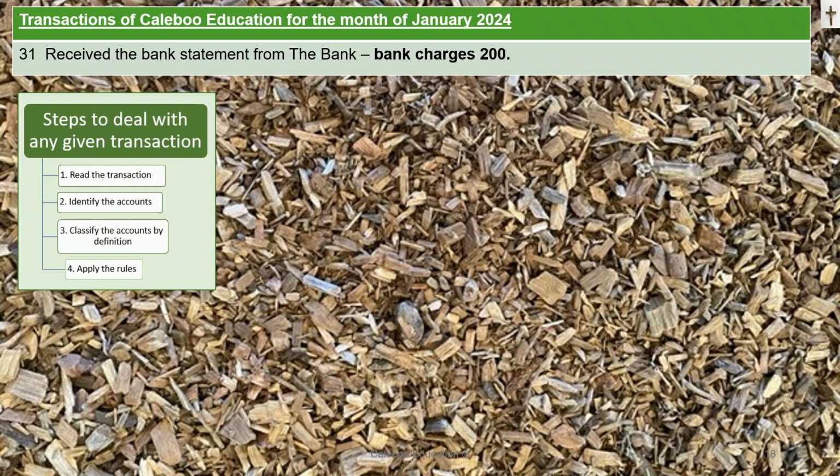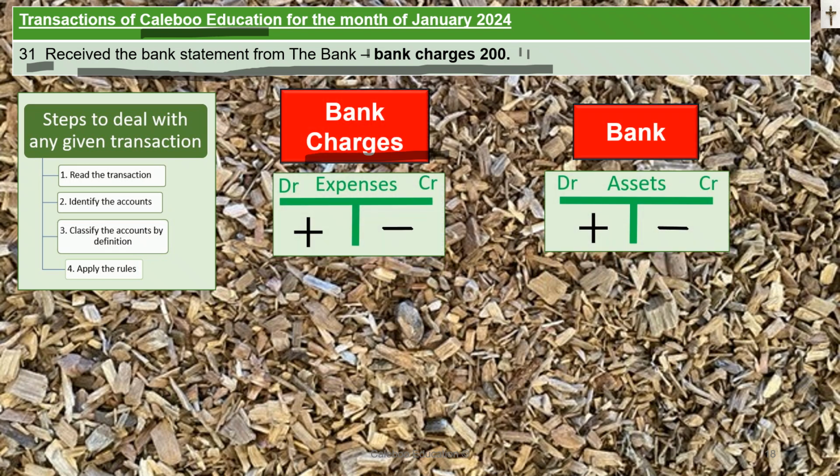Oh, great. We're nearly there. So at the end of the month, we received the bank statement, which is a document that summarizes all the transactions with regard to our business, Calibre Education. On the document we get, it says we have been charged 200 Rand bank charges. Now, bank charges is an expense. The money comes straight off our bank balance. Our bank account has gone down.